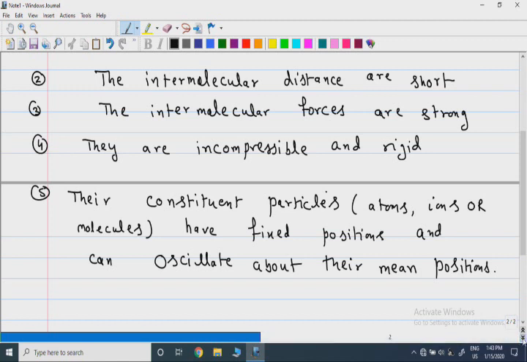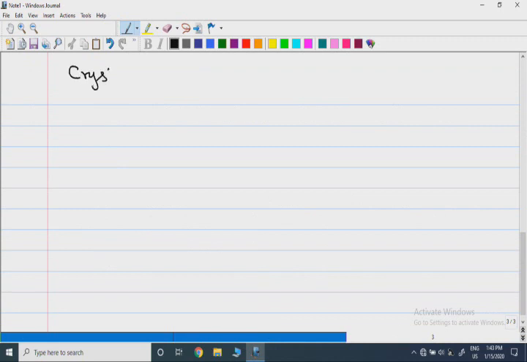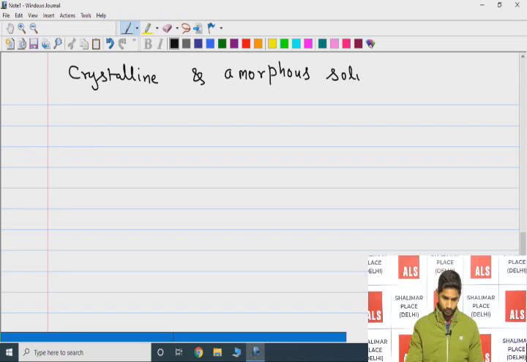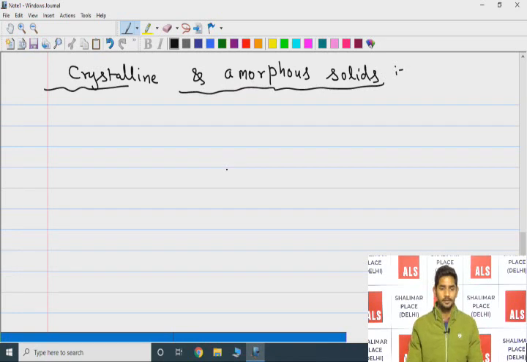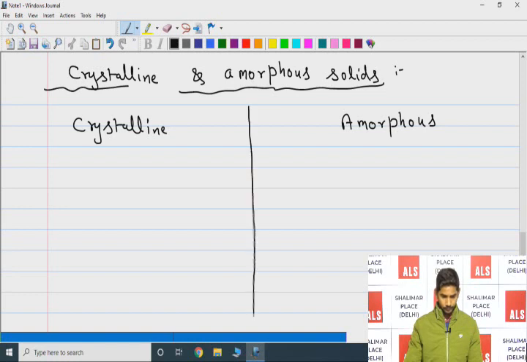Okay. Crystalline and amorphous solid. So I am creating a difference table, and we will discuss how these two are different from each other one by one. Crystalline, and here we have the amorphous. So you have to create this difference table.